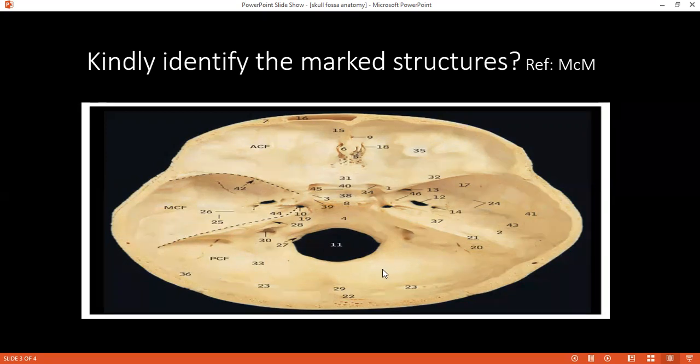Yes. Okay. If you can identify number 27. It is the hypoglossal canal. Okay. What else? What passes through it? Hypoglossal nerve. Okay.